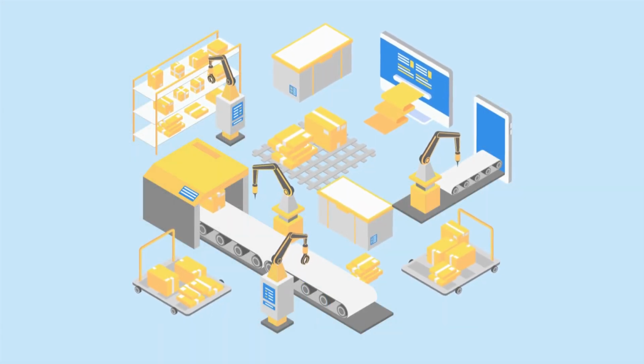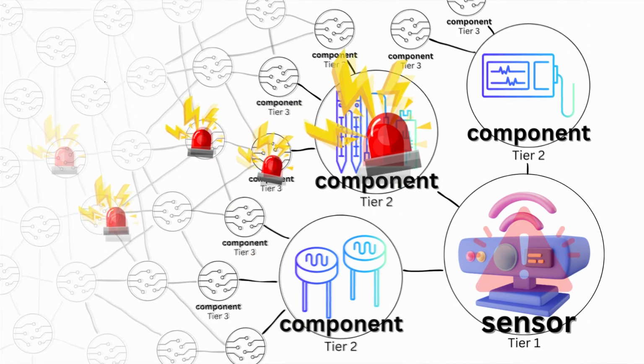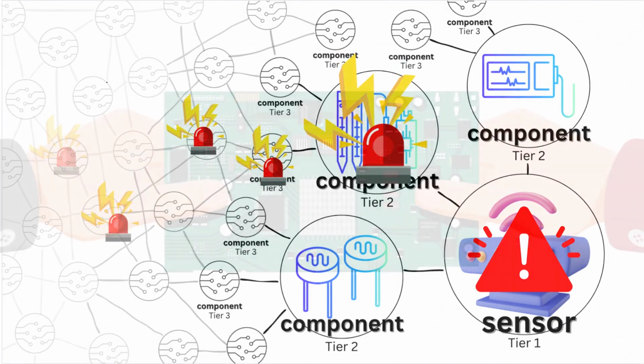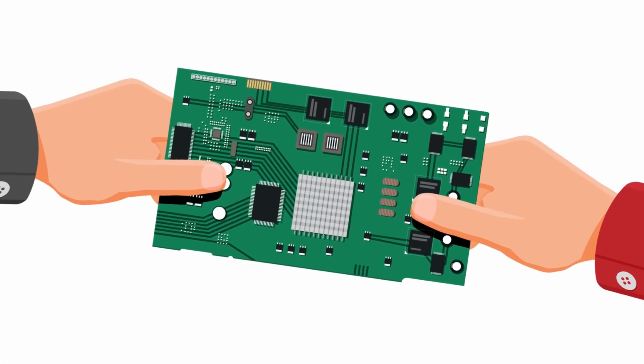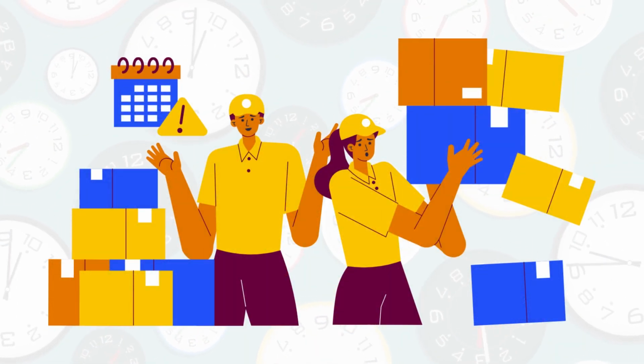Unbeknownst to them, one of their suppliers faces an unexpected material shortage due to unforeseen problems, triggering a chain reaction of disruptions. Material scarcity ripples through SensorTech's supplier network, causing production delays and order backlogs.